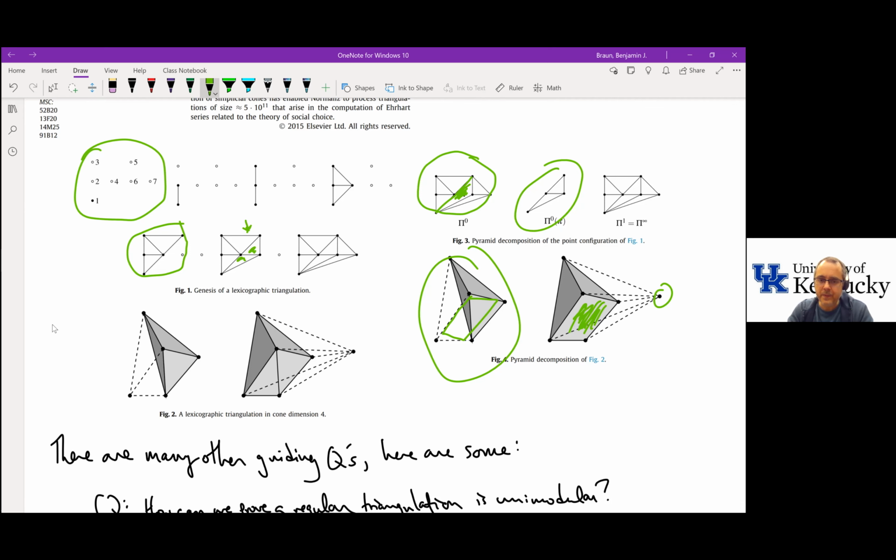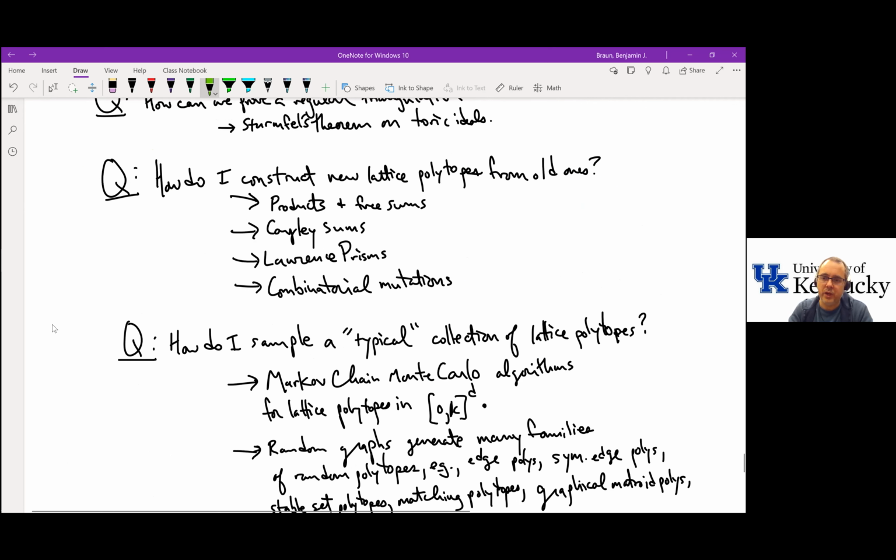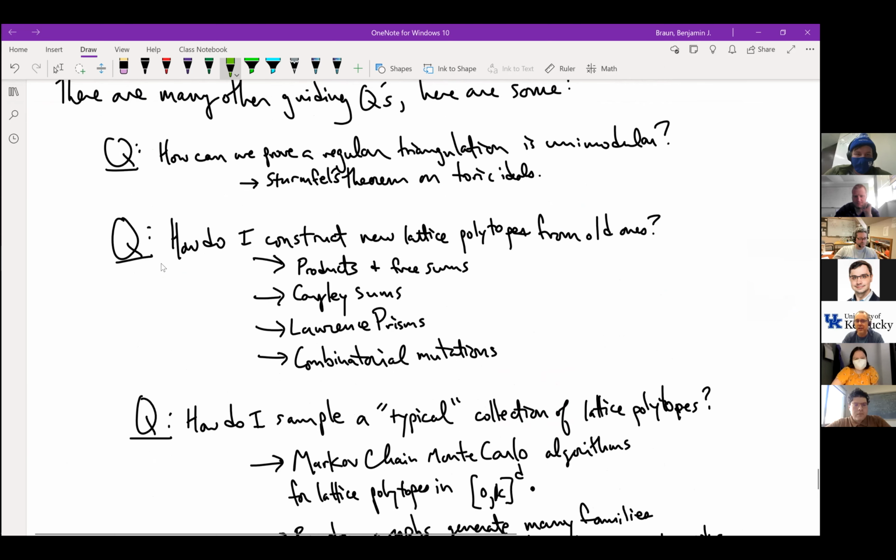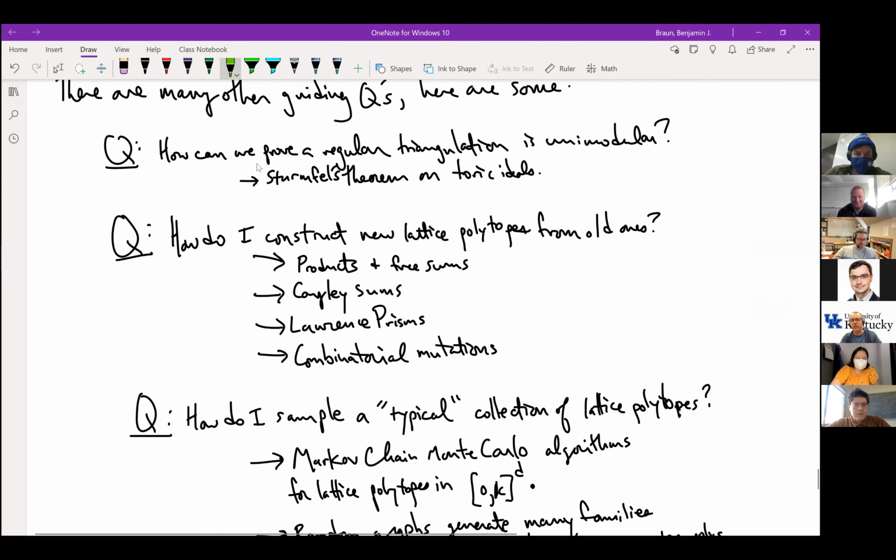So anyway, I'll just leave you with a few more questions without commentary. One is, how can we prove a regular triangulation is unimodular? There are techniques.